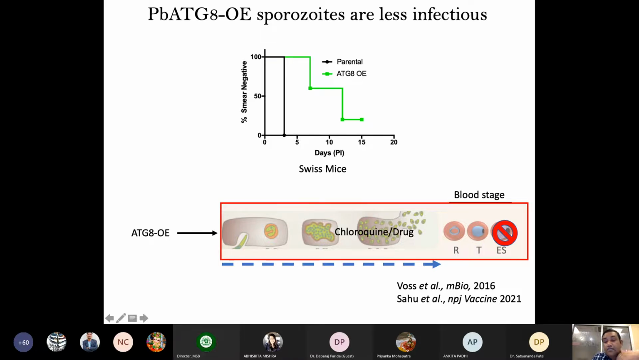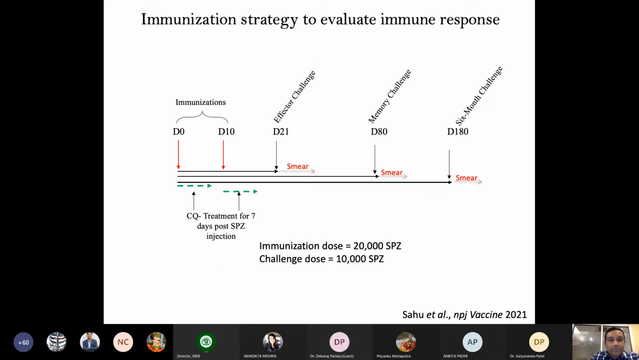So in our case, we created a mutant in the rodent parasite. They stay more than 12 days, like 7 to 12 days. So that gives us some idea that if it is staying longer, it should be better, because the immune system in the liver is getting exposed to these antigens for a longer period of time, so it can mount a better immune response. So we wanted to study that because this is now an interesting tool to study. So we did an experiment.